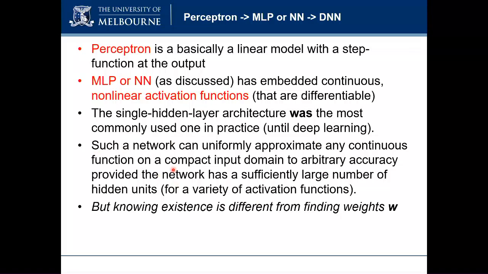These, as I mentioned, are provable, mathematically provable universal function approximators. But knowing the existence is different from finding the weights. So the theorem tells you, oh, this can approximate any function. And then you say to the mathematician, oh, great, thank you for this fantastic result. But could you tell me how I'm going to find those weights? And the mathematician tells you, I have no idea.